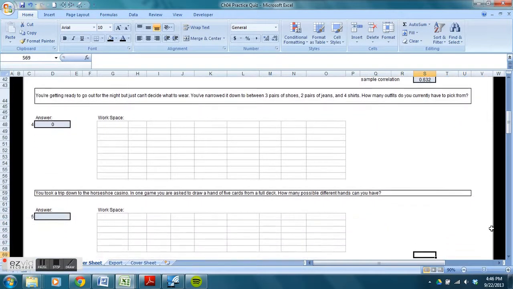You're getting ready to go out for the night, but you can't decide what to wear. You've narrowed it down between 3 pairs of shoes, 2 pairs of jeans, 4 shirts. How many outfits do you currently have to pick from?